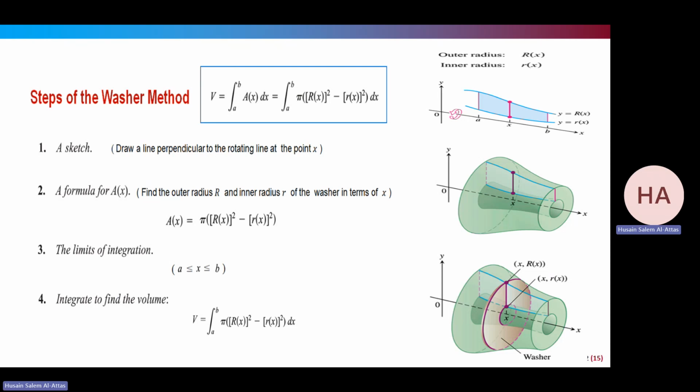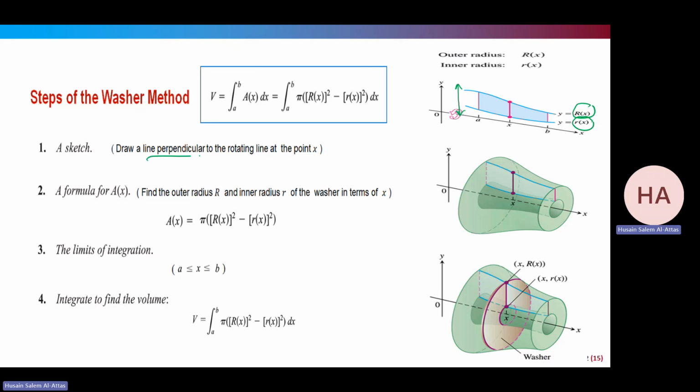What's the difference now in the washer? I have the region is not over the axis. The region is something between two regions. It's bounded between two regions. And what is the idea? The idea is very simple. I will find the bigger region, like R of x, bigger R, minus the small r, using the same formula.